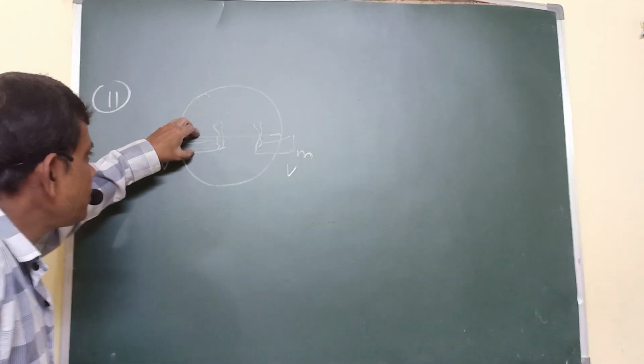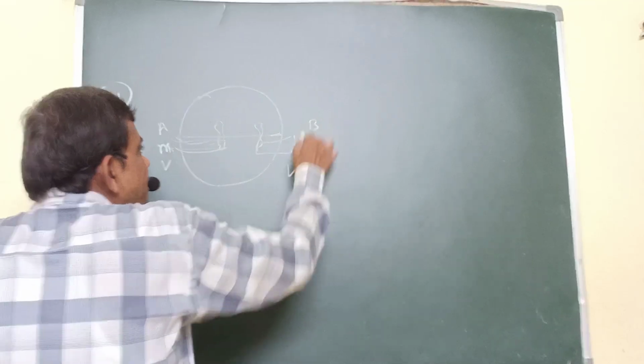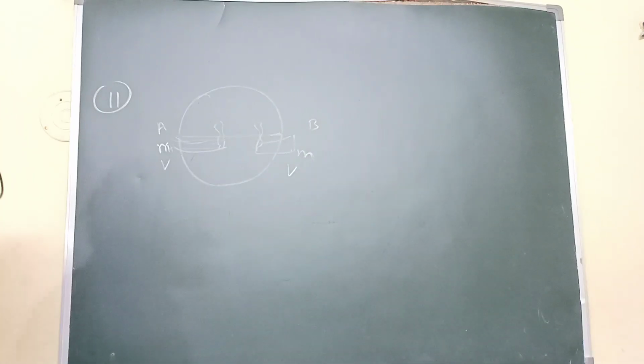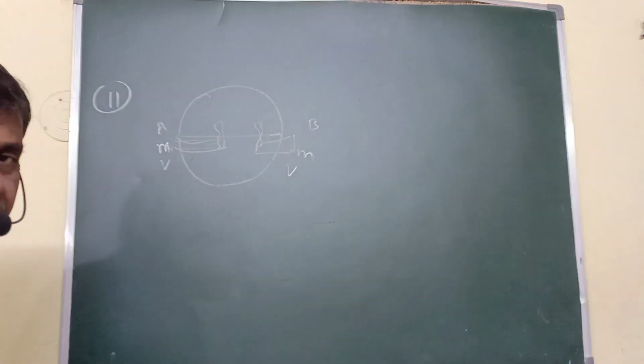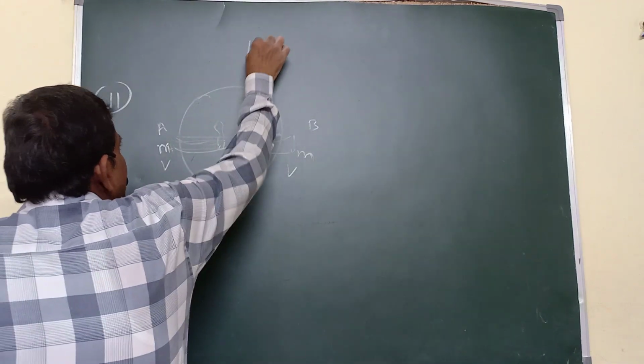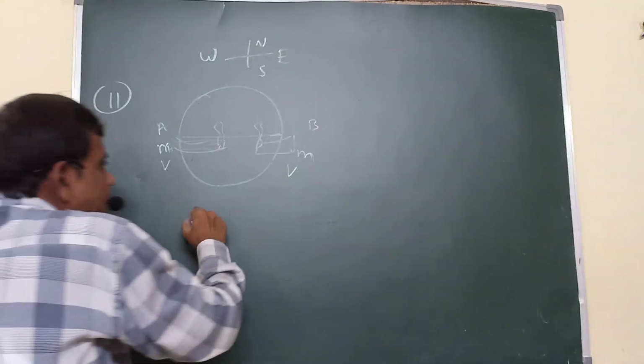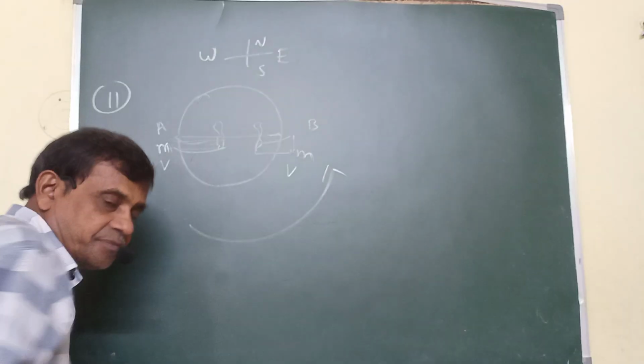So here, what is the pressure exerted by train A? Here, what is the pressure exerted by train B? Are these two equal or not equal? That is the question. So if this is the earth, what is this? North, south, east, west. What is happening? Earth is revolving west to east.